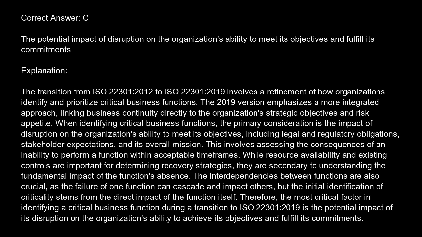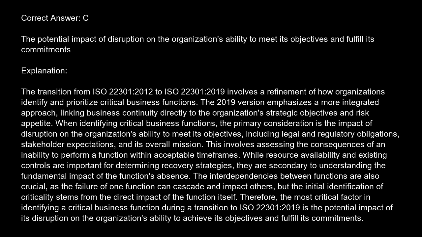Correct answer is C. The potential impact of disruption on the organization's ability to meet its objectives and fulfill its commitments. Explanation. The transition from ISO 22301-2012 to ISO 22301-2019 involves a refinement of how organizations identify and prioritize critical business functions. The 2019 version emphasizes a more integrated approach, linking business continuity directly to the organization's strategic objectives and risk appetite.